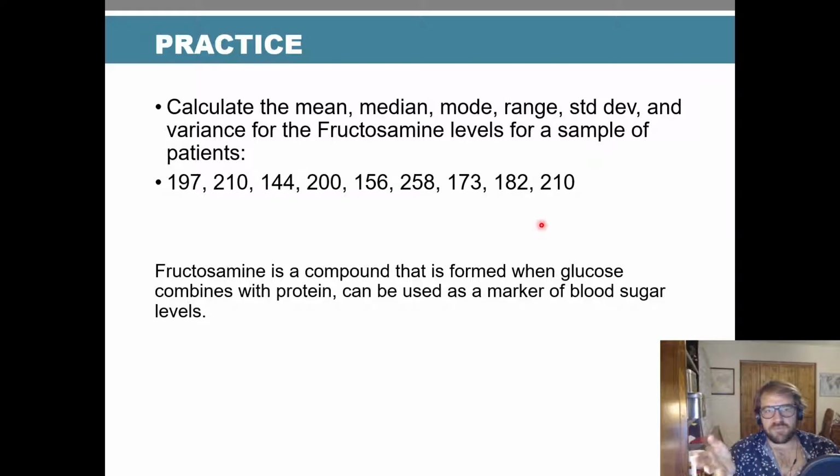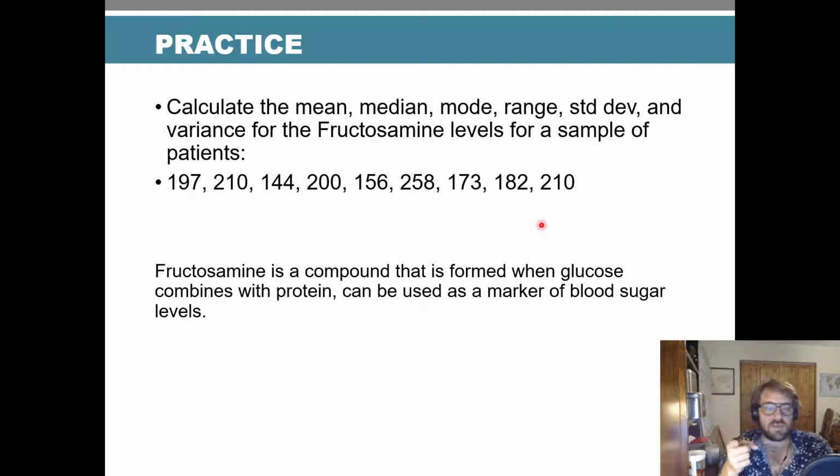You want to take the average of blood glucose for this one person. This is over, let's say, a week. What's their average blood glucose in a week? What's the median blood glucose? The mode, the range, standard deviation, variance. Pause this video right now, and I'll give you the answers after you unpause the video. Did you pause it? I know you didn't. Go ahead and pause it.